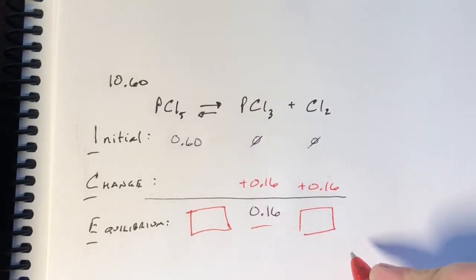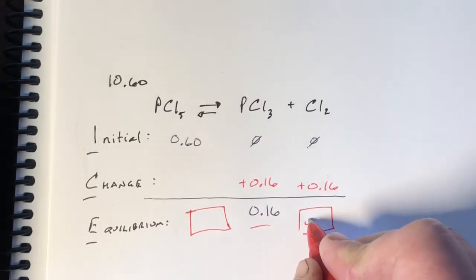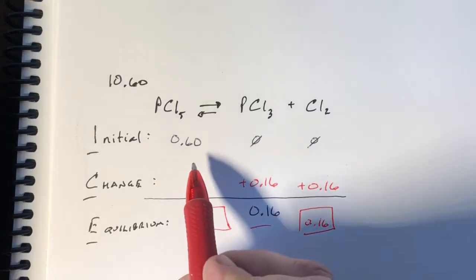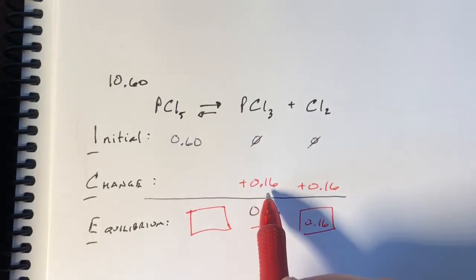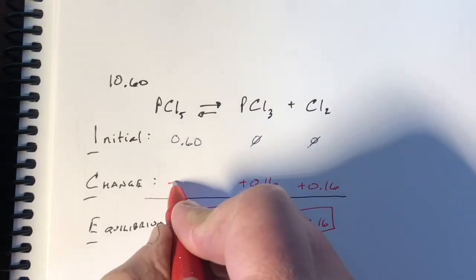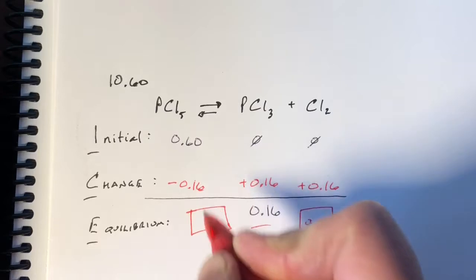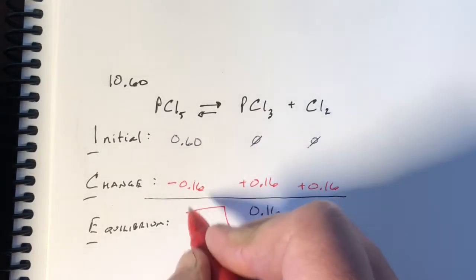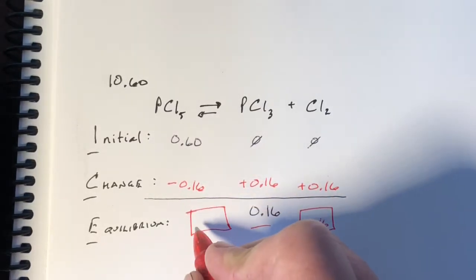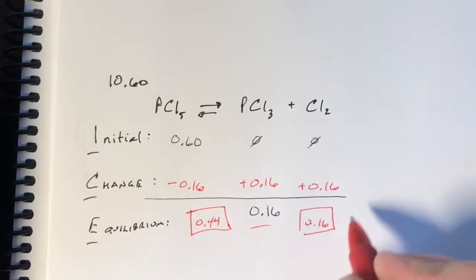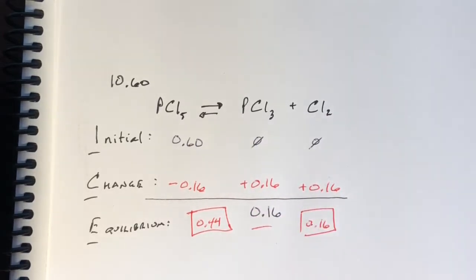Since the stoichiometry is 1 to 1 to 1, that also means I created 0.16 of the Cl2, which means my equilibrium concentration there is 0.16. And if I created 0.16 of this, I must have consumed, so I'll do that with a negative number, 0.16 of the PCl5, which leads me to 0.44. So that's how I figure out these three concentrations.